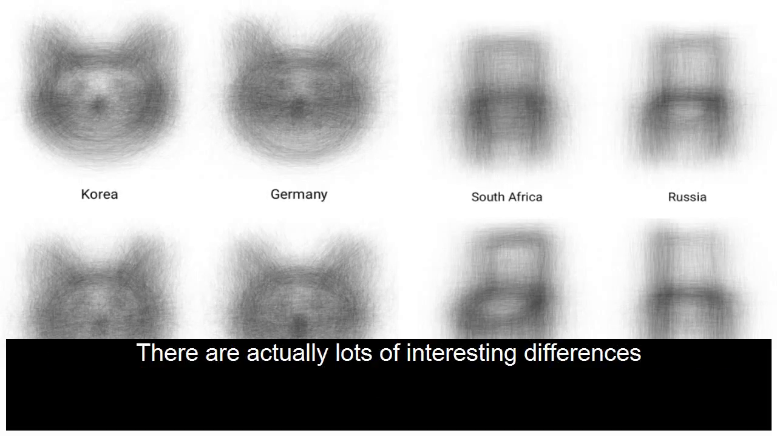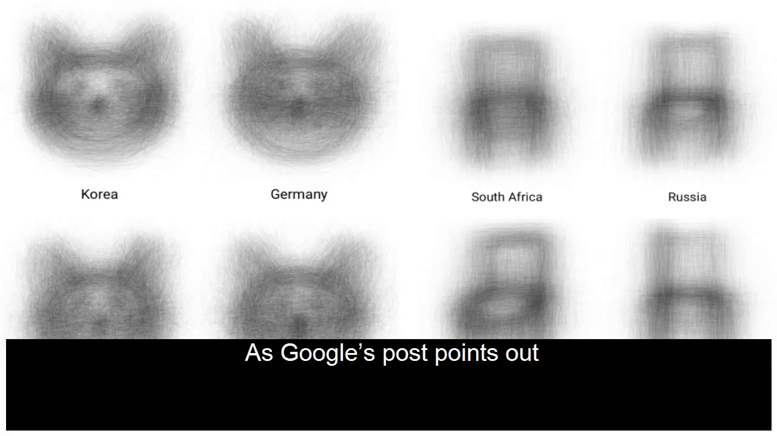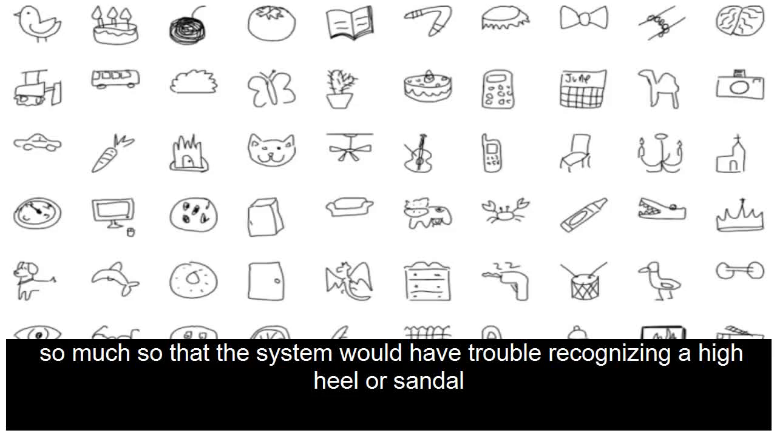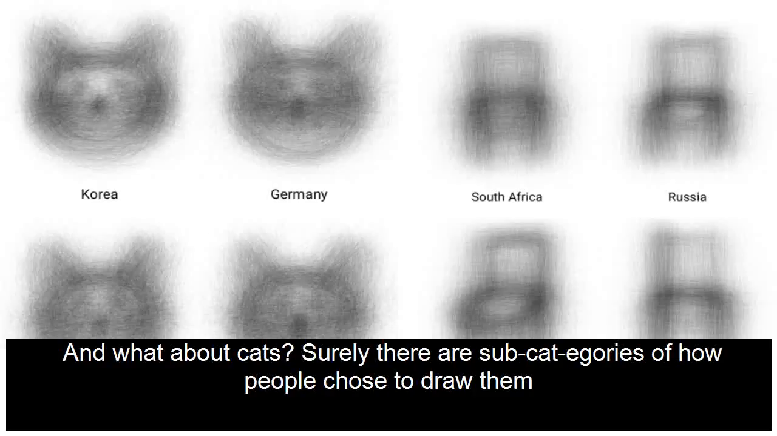There are actually lots of interesting differences. As Google's post points out, a bias appeared toward the sneaker-type shoe. So much so that the system would have trouble recognizing a high heel or sandal. And what about cats? Surely there are subcategories of how people chose to draw them.